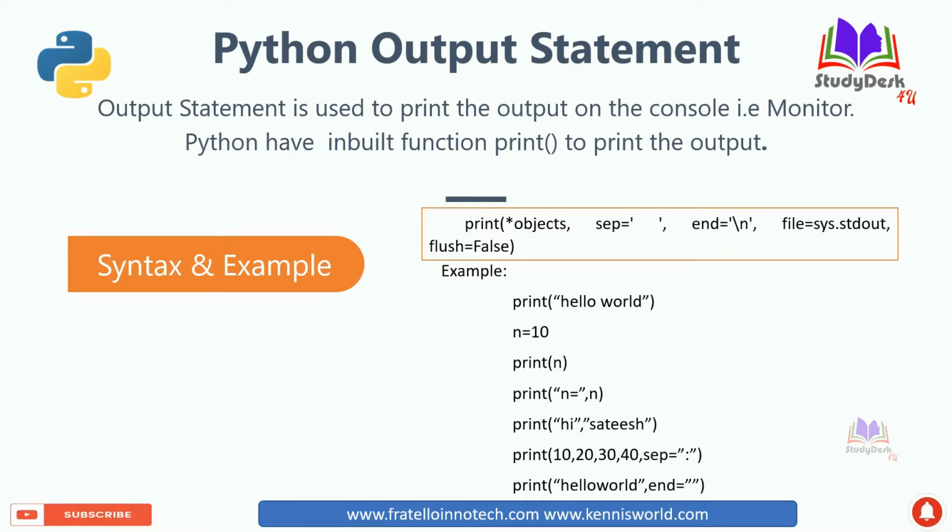And file: generally it is stdout, that means standard output, that is the console, and you can even mention standard error or some other file to store the data. And flush is nothing but false or true. False means the flush is buffering generally.